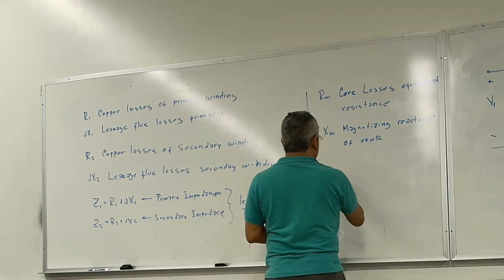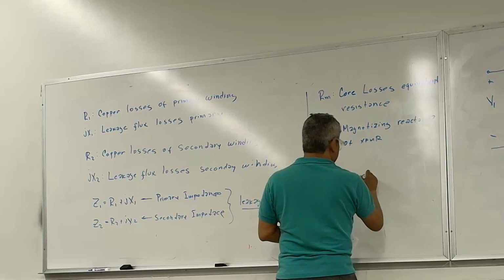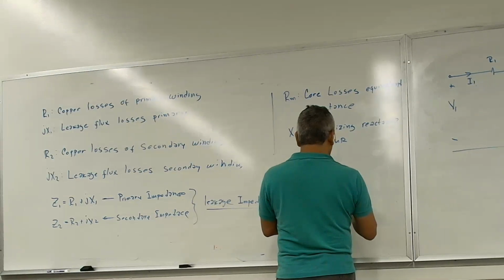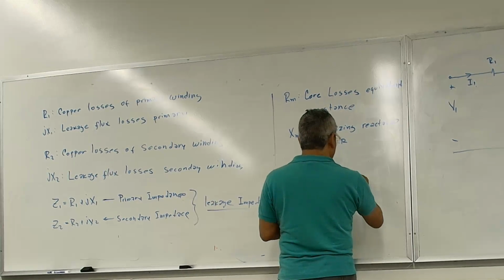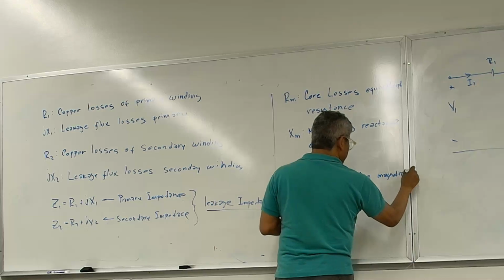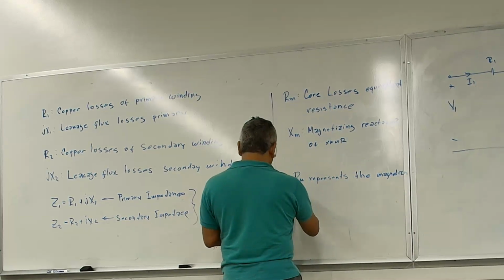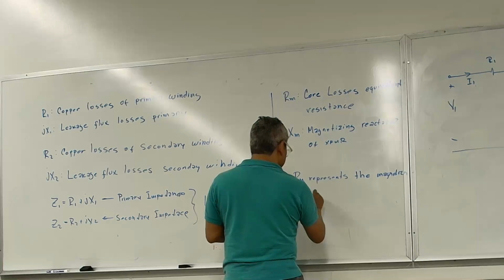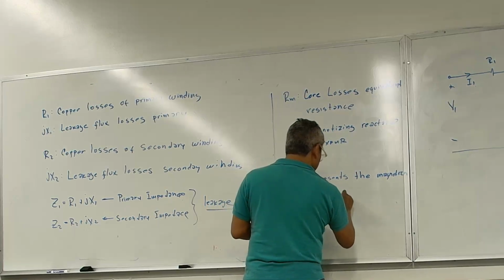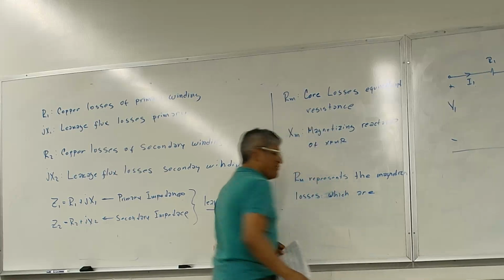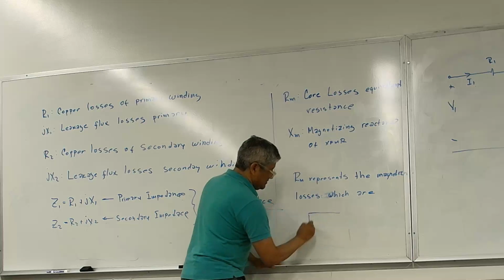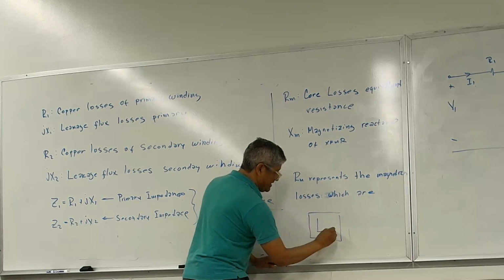RM represents the magnetizing losses, which are, remember, we're talking about the core of the transformer. I'm not talking about windings, right? Just the core.